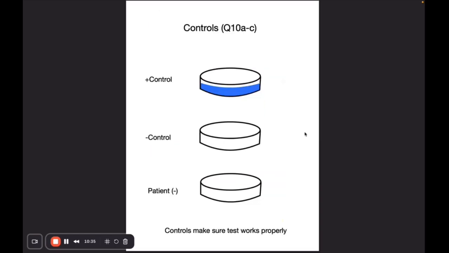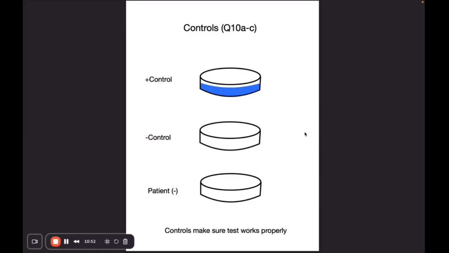Just like before, we need to run several controls to make sure the antibody detection ELISA is working properly. First, we have a positive control using a serum sample that's known to contain anti-SARS-CoV-2 antibodies. This well should turn blue, confirming that the reagents and procedures are working.